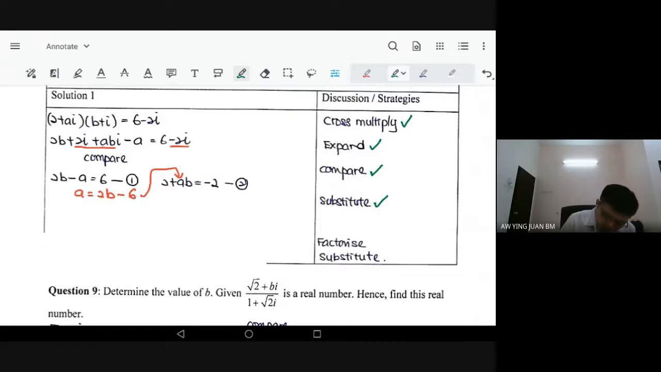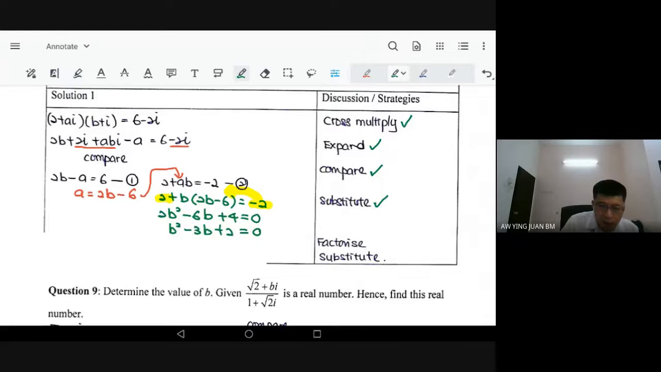Okay? So, 2 plus B bracket 2B minus 6 equals to negative 2. Settle? So, we have 2B squared minus 6B plus 4 equals to 0. Macam mana saya dapat plus 4? Negative 2 ini bawa dengan ini jadi 4 lah. Okay, teruskan perjalanan. B squared minus 3B plus 2 equals to 0. Saya simplify. Tekan calculator atau factorize. B minus 2 multiply with B minus 1 equals to 0. So B equals to 2, B equals to 1.